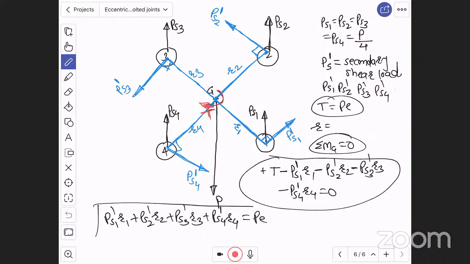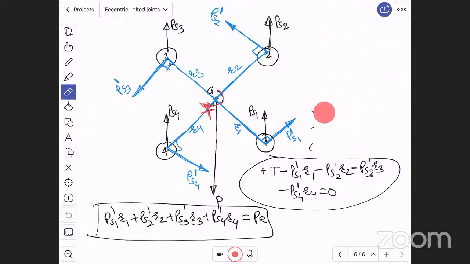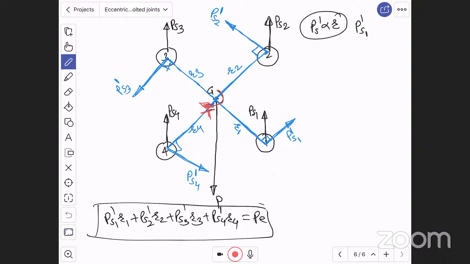Torque is nothing but P into e. This is your equation. And my dear students, one very important point is that this secondary shear load is directly proportional to radius. That means PS dash is directly proportional to radius. Therefore we can say PS1 dash is directly proportional to r1. Therefore we can write PS1 dash is equal to some constant into r1.